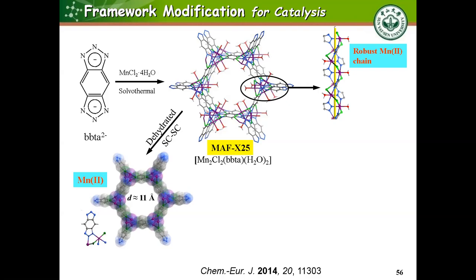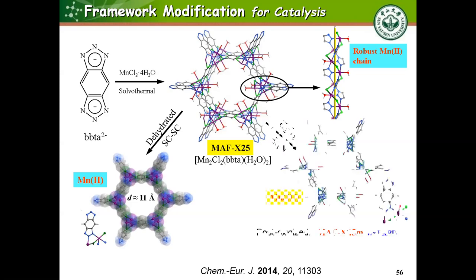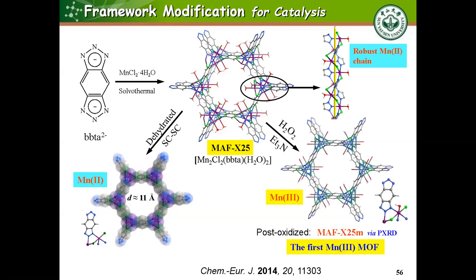However, it is not possible to directly synthesize the manganese(III) MOF, because manganese(III) spontaneously disproportionates into manganese(II) and manganese(IV) ions in solution. Fortunately, MAF-X25 is very stable and robust, and manganese(II) can be oxidized into manganese(III) ions by addition of hydrogen peroxide, and the framework remains intact, as confirmed by X-ray diffraction.